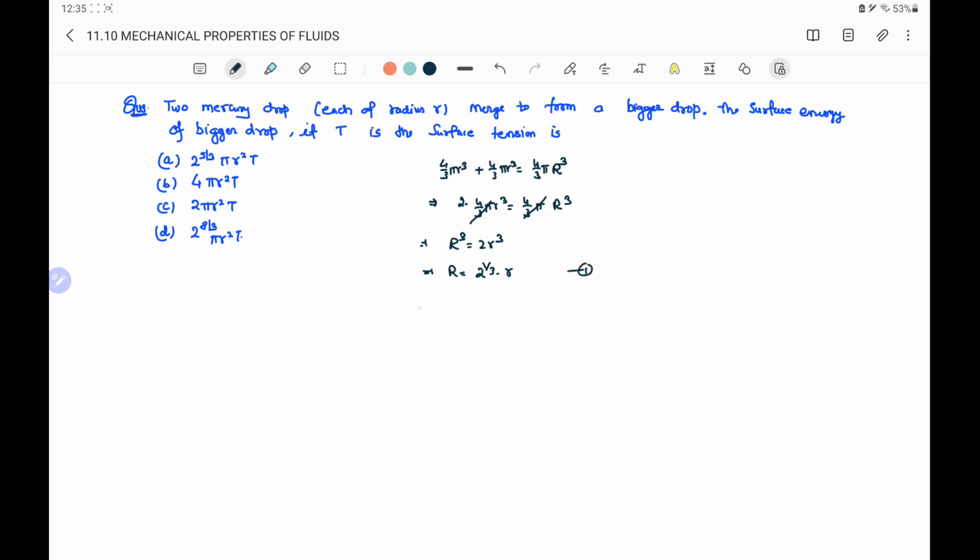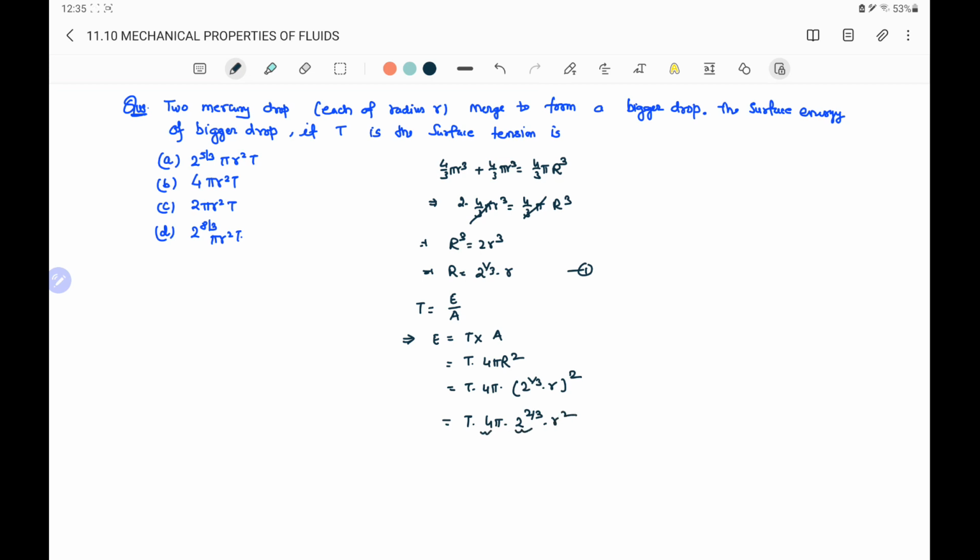Now, surface tension is defined as the surface energy per unit area. So this implies that surface energy E will be equal to the surface tension multiplied by the surface area, and this surface area for the bigger drop will be 4 pi into capital R squared. Substituting the value of R, we will have 2 raised to power 1 by 3 into r raised to power 2, or we can simplify further as 4 pi into 2 raised to power 2 by 3 into r squared.